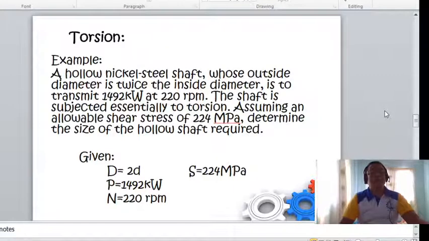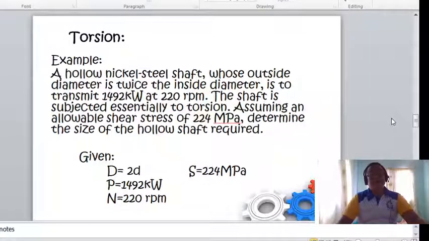So, another example class we have here: a hollow nickel steel shaft whose outside diameter is twice the inside diameter is to transmit 1,492 kilowatts at 2,200 RPM. The shaft is subjected essentially to torsion, okay? Assuming an allowable shear stress of 224 megapascals, determine the size of the hollow shaft required, okay?